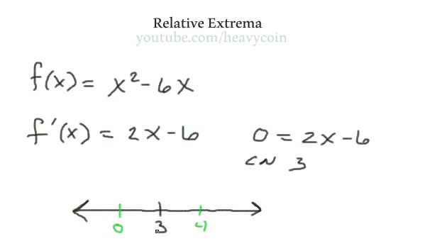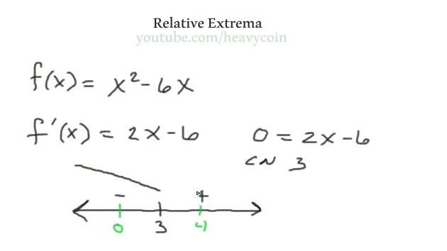I had to break this video up, so I forgot where I left off, but I think we're plugging test points in. Plug 0 in, and you get 2 times 0 is 0, and then minus 6, so that's a negative number. That means this function is decreasing from negative infinity up to our critical number, which is 3. Then we take this 4 and plug it into the derivative, and 2 times 4 is 8, and 8 minus 6 is going to be a positive number.